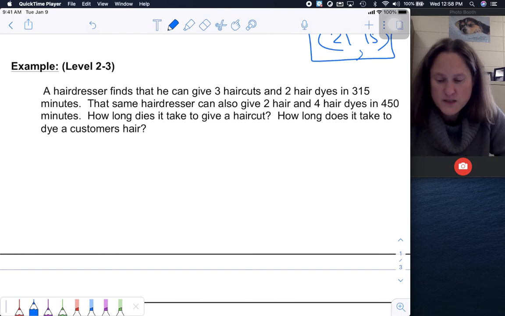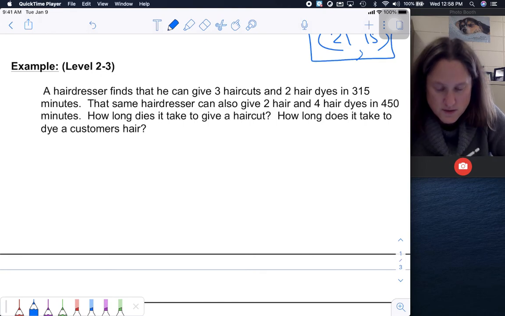So this one says a hairdresser finds that he can give 3 haircuts and 3 hair dyes in 315 minutes. The same hairdresser can also give 2 haircuts and 4 hair dyes in 450 minutes. How long does a hair dye take and a haircut take? We have to figure out both of those.